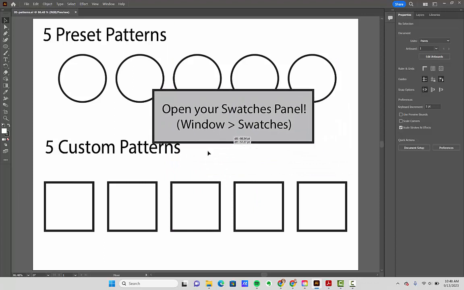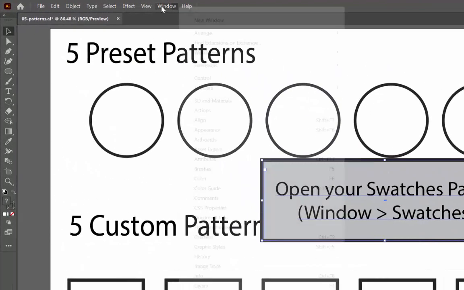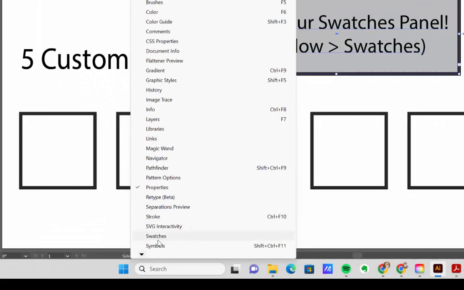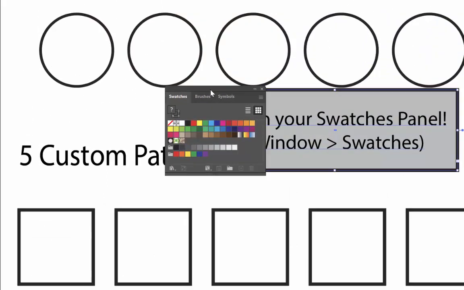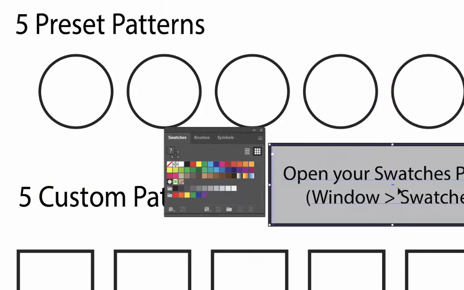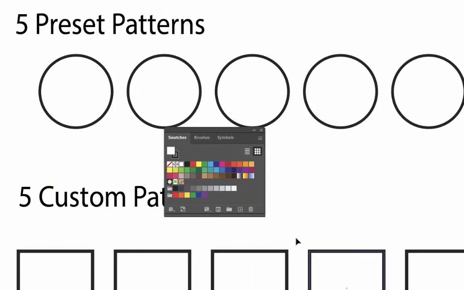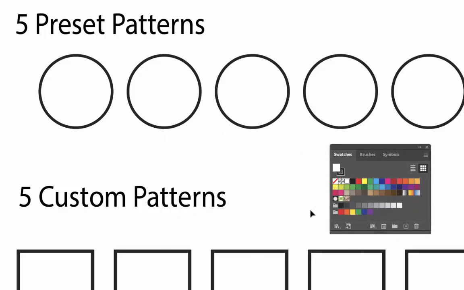This text box right here is just a reminder that you're going to want your swatches panel for this assignment. And the way you do that is you go to the window menu and then click swatches. I'll do that right now, window and swatches. And I have my swatches panel right here. You're going to need it. Now this text box right here, I'm just going to go ahead and delete that. I don't really need that anymore. And I'll just park this swatches panel right in here.